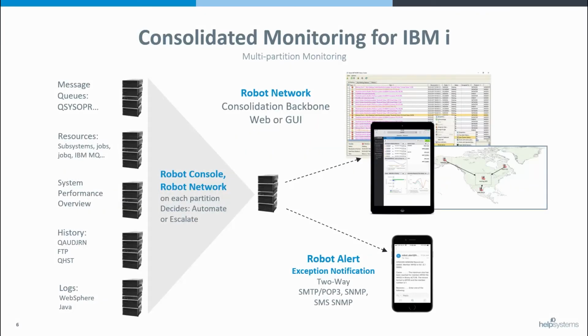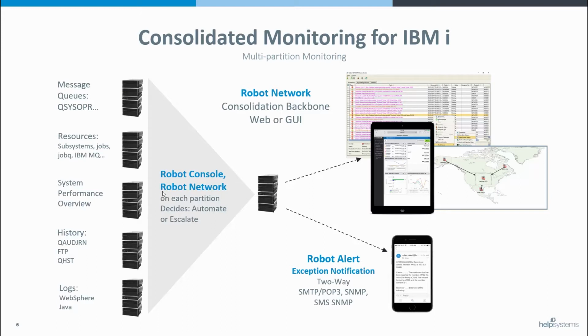During this Robot tip, we're going to explain the relationship between Robot Console, message and resource monitoring, and an additional module in the Robot product line called Robot Network. Robot Console is responsible for monitoring and automating messages, system resource monitoring, jobs, job queues, subsystems, and so forth. System history logs, such as QHST, Security Audit Journal, as well as logs found in the IFS.